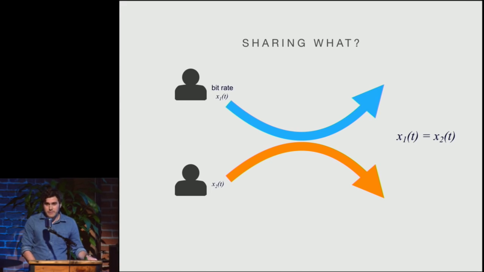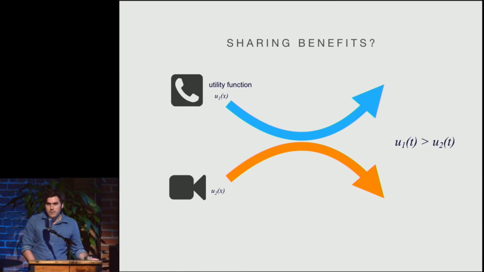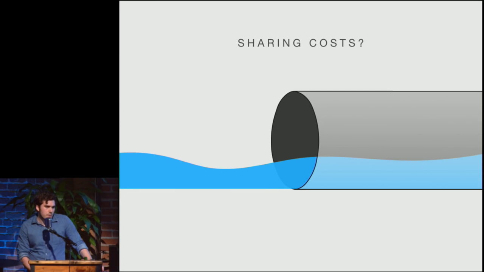And so if you're sharing the benefits, well, is that it? Not really. Because the benefits, the utility you extract from a bit rate depends on what you're doing, right? And so you can imagine a voice call gets a lot more benefit from the same amount of bit rate than a video call does. And so by definition, if you share the bit rates, you're almost certainly not guaranteed to share the utility function, unless it's the exact same application, right? So that's a bust.